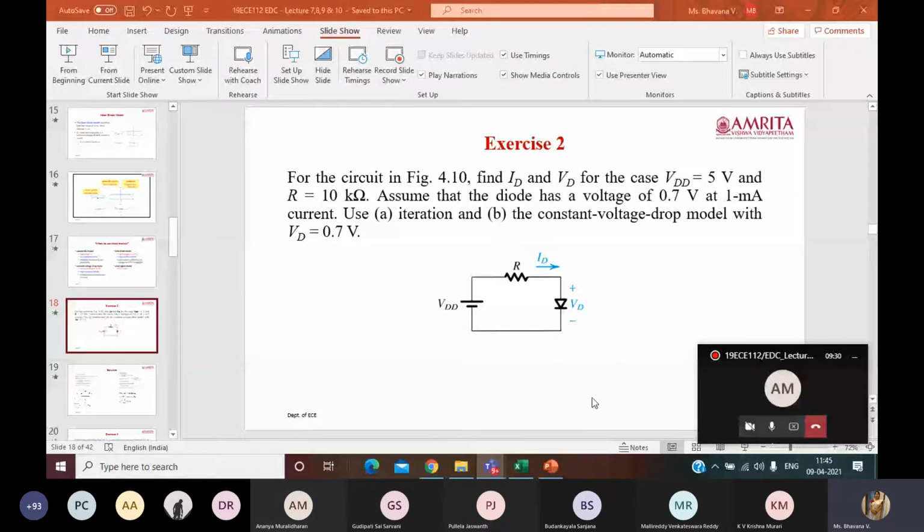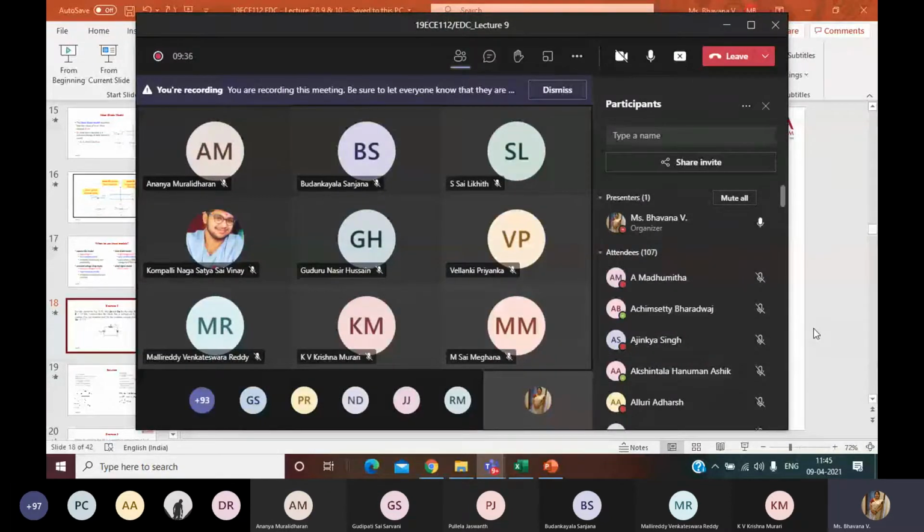How did we obtain the piecewise linear model? By taking slopes and straight lines, approximating the exponential characteristics into two straight lines. Straight line A with a 0 slope and straight line B with a slope of 1 by small r suffix capital D. With respect to the intercept, you can describe the current: ID equal to 0 when VD is less than VD naught, and ID is equal to (VD minus VD naught) by RD when VD is greater than VD naught. So VD naught is the intercept and RD is the slope of this piecewise linear characteristic.